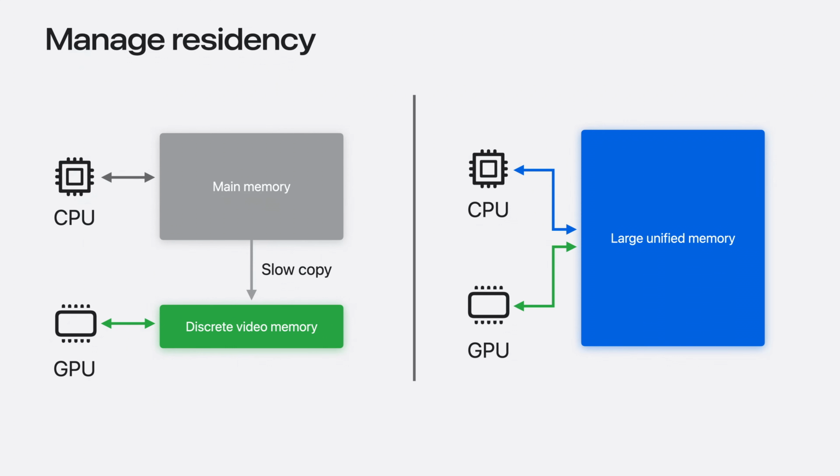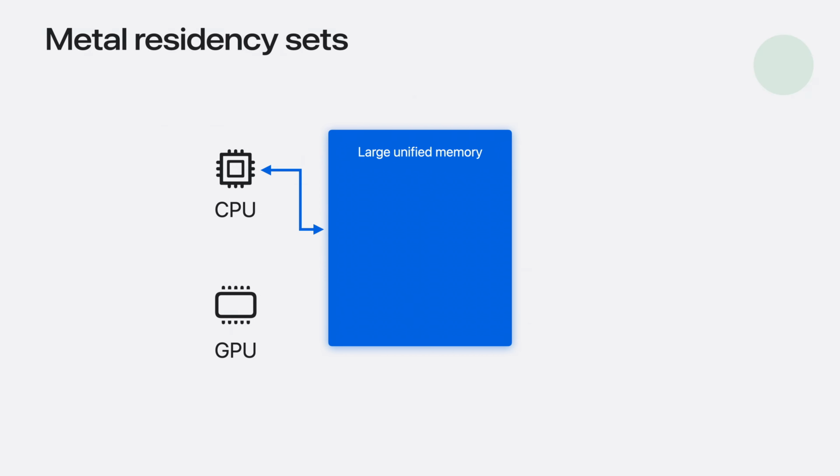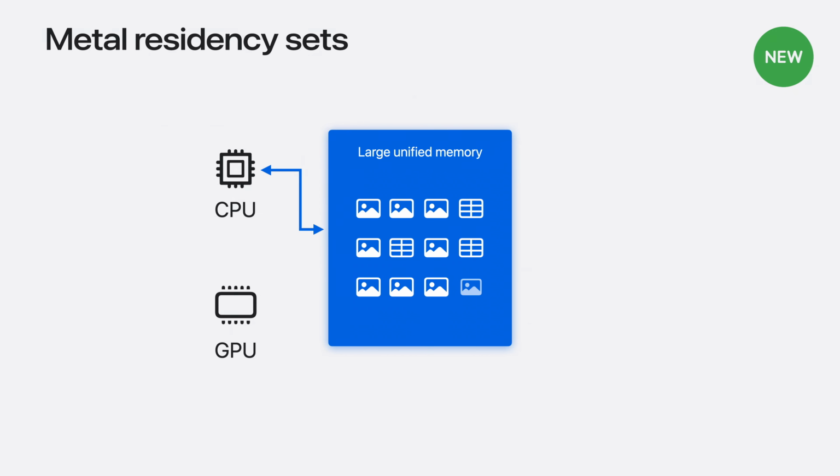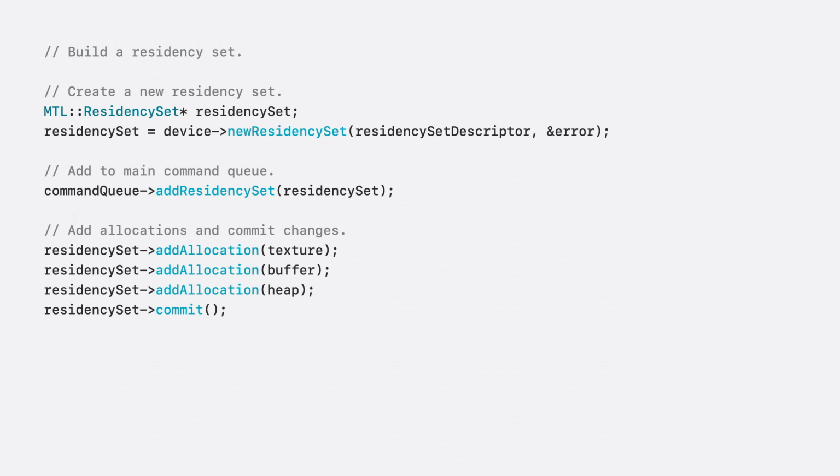To simplify this process and make it more familiar if you're coming from other platforms, this year we're introducing Metal residency sets. Your game loads its resources into the unified memory which the CPU and GPU share. Residency sets allow you to define groups of resources and then make them resident all at once. With residency sets, you don't need to track individual resources anymore, which simplifies your code and helps reduce CPU overhead.